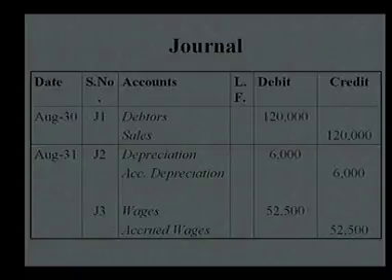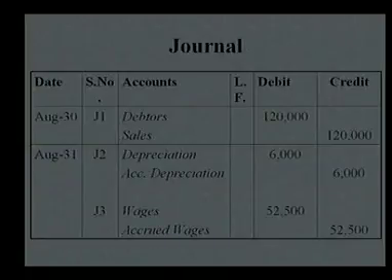So, if you recollect the typical journal format, it gives you information both on debit as well as credit part. So, under debit the debtors are coming, and under credit the sales is coming. So, that means there has been a sale of 120,000, not in cash, but someone owes the money to the company.